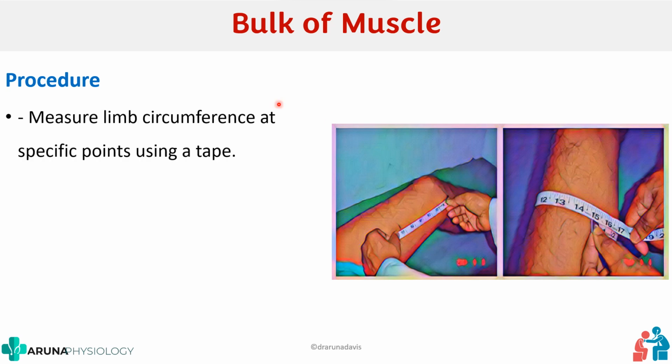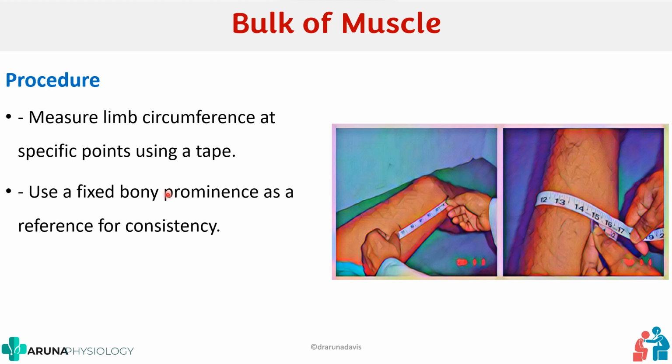So measure the limb circumference at specific points using the tape, and using the fixed bony prominence as a reference for consistency. If it is a lower limb, you can check the bulk using the patella as a bony prominence. You can check the bulk of the thigh as well as the calf. For the upper limb, you can use the olecranon as the bony prominence, and like that you can check the circumference of the arm and the forearm. Usually it is just the arm. So like that you can get the bulk for upper limb as well as lower limb. You should know in centimeters what the circumference was.